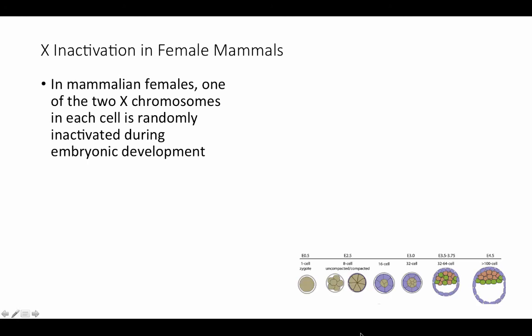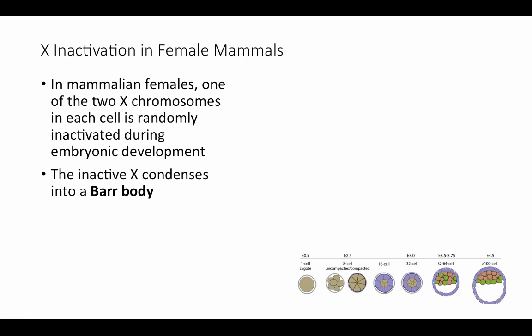So here we see a fertilized egg, a zygote at the one cell stage, and it's starting to divide. At some point, when it gets to somewhere around the 32 to 64 cell stage, every one of these little cells is going to just randomly turn off one of its X chromosomes. And that's a completely independent, random event in each one of these cells. The inactive X condenses into a structure called a bar body.